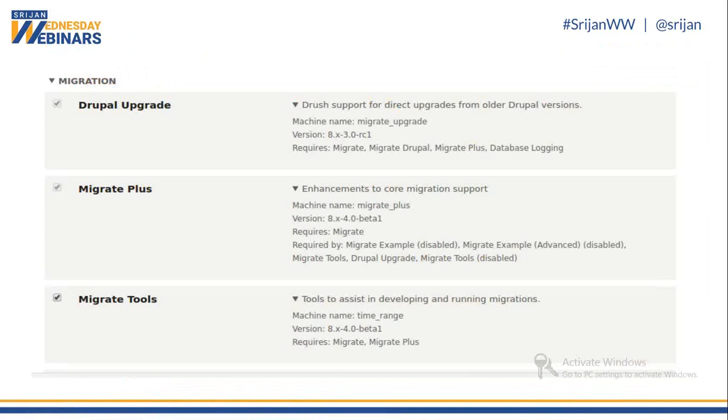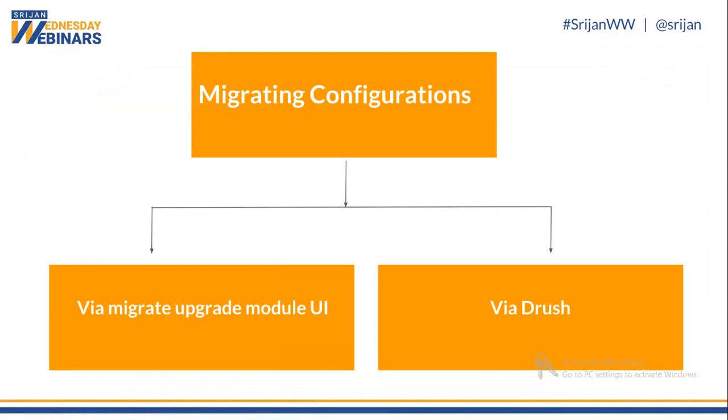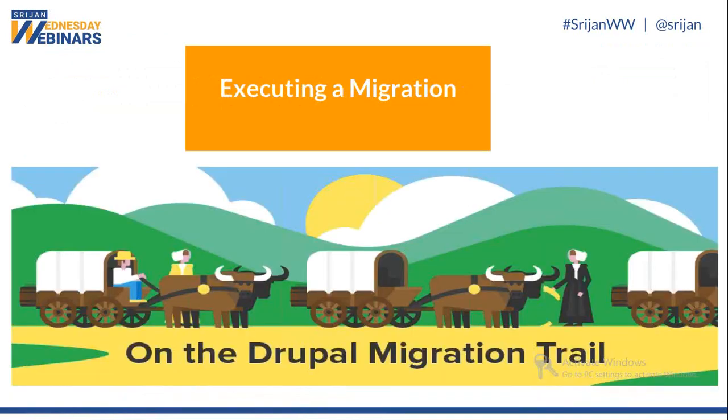So these three modules, when you install and enable them, will look like this in Drupal. So now come on to migrating configurations. For migrating configuration, there are two ways. The first one is the Migrate Upgrade module UI, and the second one is you can migrate via Drush. So, executing a migration.